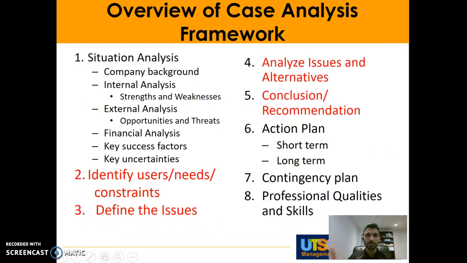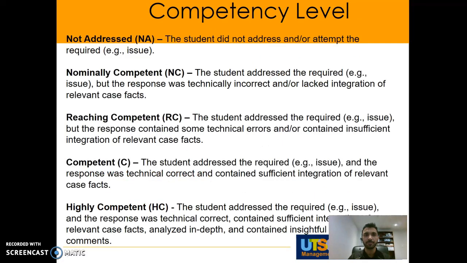So coming back to the first slide, like we talked about, these are the things that are most important that are highlighted in red. The other parts, if you're asked for them, are supplementary information. You do not need to spend all your time in those areas. You want to focus on the issues, the users, their needs. You want to focus on analyzing the issues and making conclusions and/or recommendations.